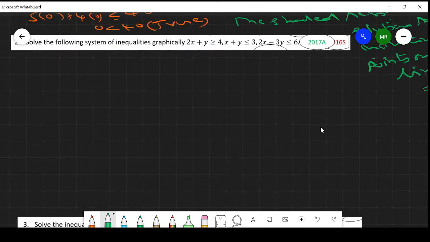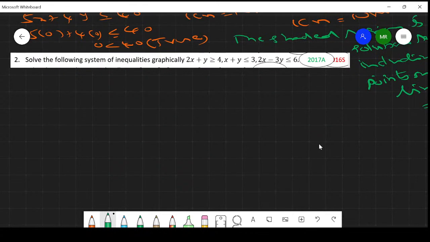See now. Solve the following system of inequalities graphically: 2x plus y greater than or equal to 4, x plus y less than or equal to 3, 2x minus 3y greater than or equal to 6. 3 equations I should draw here. So 2x plus y greater than or equal to 4. We should decide all the 3.